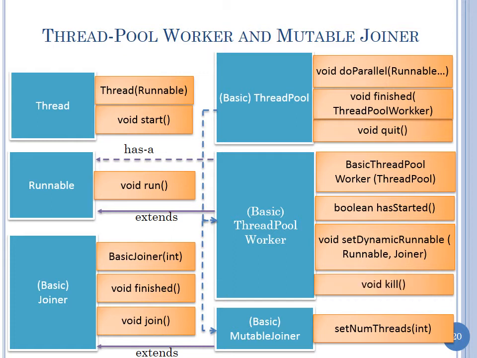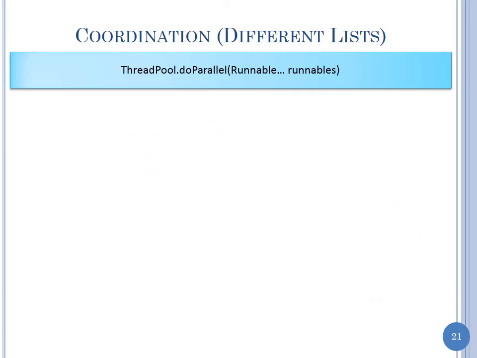So we'll have a kill method in the thread pool worker that will set the Boolean. Okay, so we know a little bit about what we want to implement by these external methods. Questions so far? So let's see how our do parallel works.